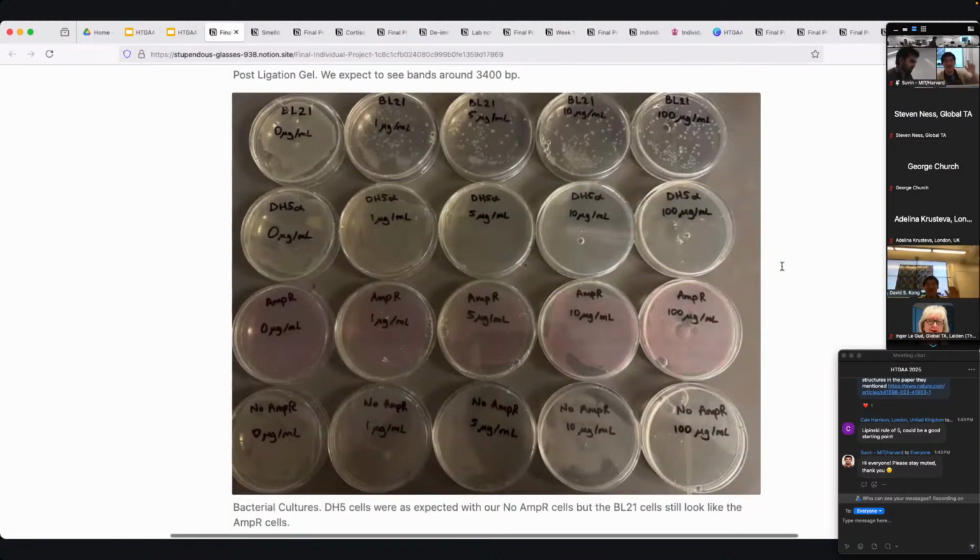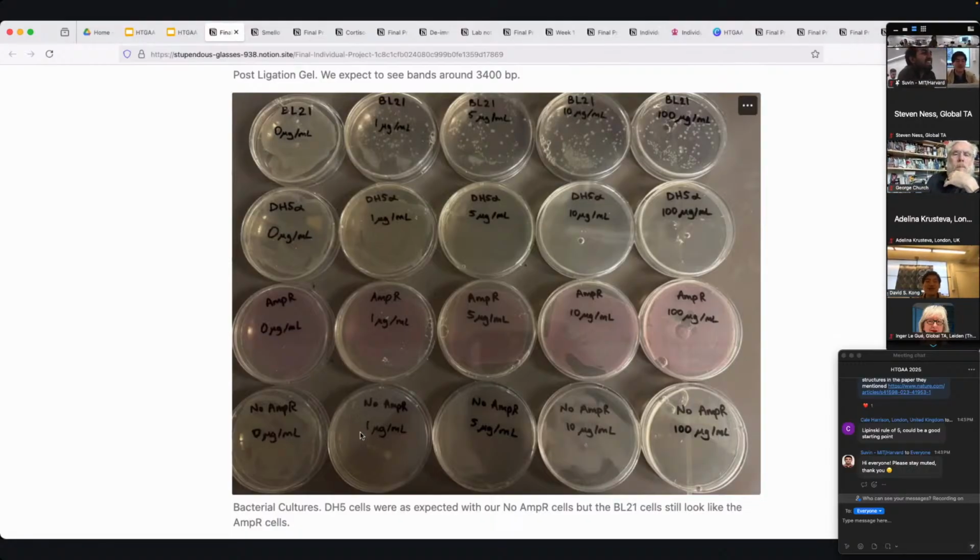But once we plated it yesterday, we checked it this morning, and it worked, kind of. So for ampicillin resistant, everything grew as it's supposed to grow. Non-ampicillin resistant only grew up until 1 microgram per milliliter, right? BL21 has our ampicillin resistance gene, and the thing to turn it off. It didn't get turned off. So that didn't work.